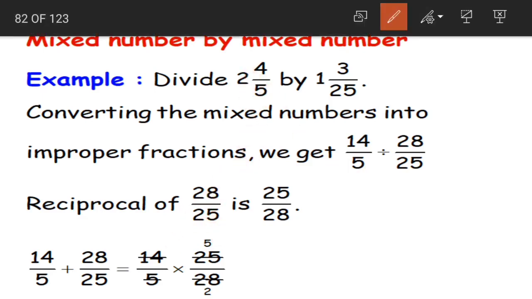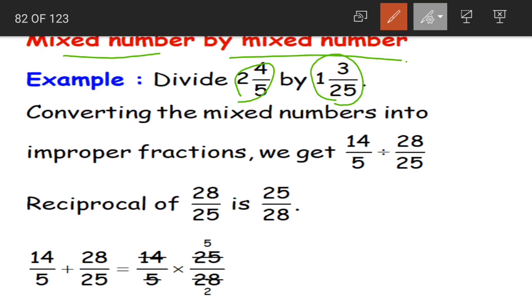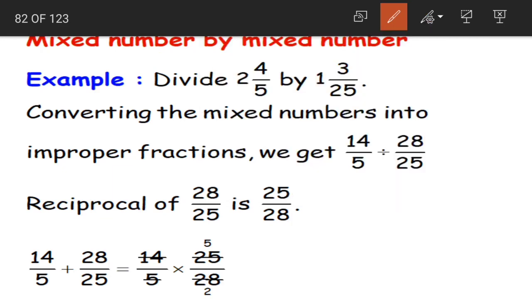Now what do we have here? We have both mixed fractions: 2 4 by 5 divided by 1 3 by 25. Yes, now we need to convert them into improper fractions.